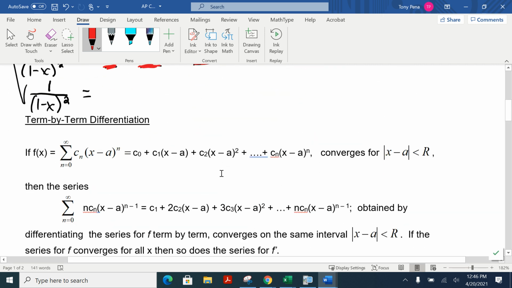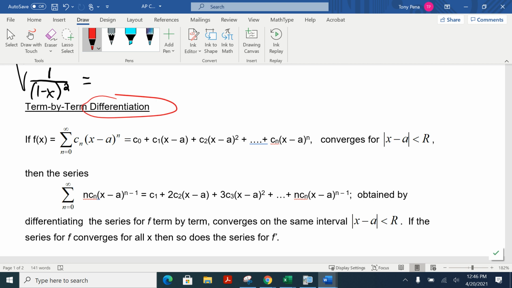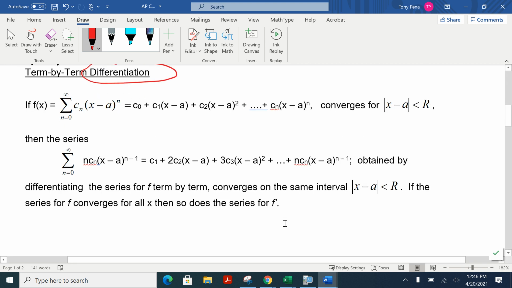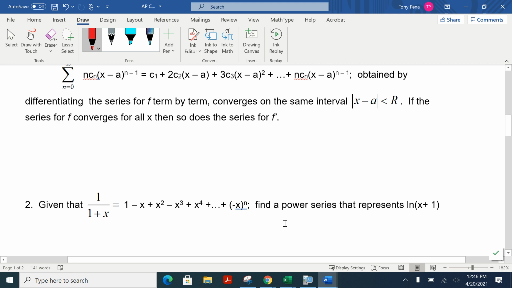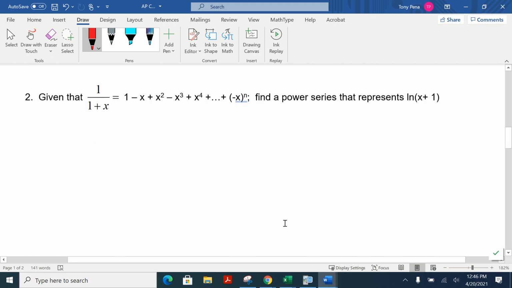All right, next one, same idea. That's really what this is just saying: just term by term differentiation, very complicated math speak right there. Even if we had time, I don't necessarily spend a ton of time on that. So go to number 2.